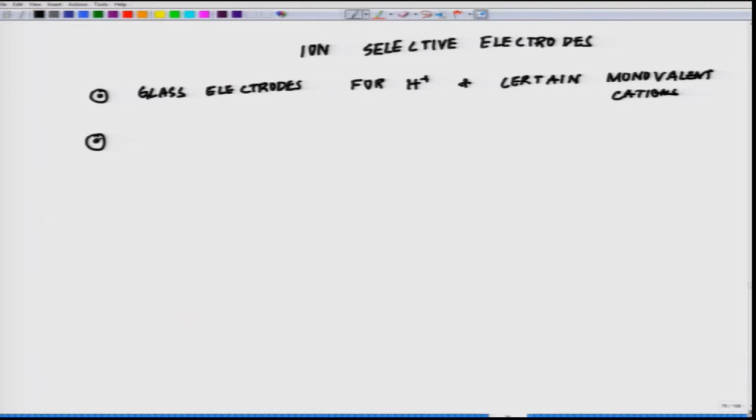Then you have solid state electrodes. These solid state electrodes are based on inorganic crystal or recently conductive polymers. Okay. We may not have a scope really to go through this, but just have an idea. Inorganic crystals, or you have conducting polymers.